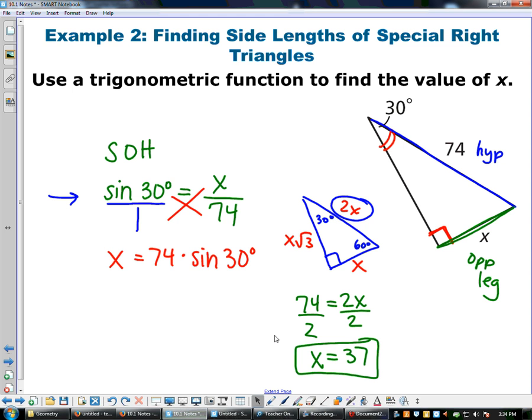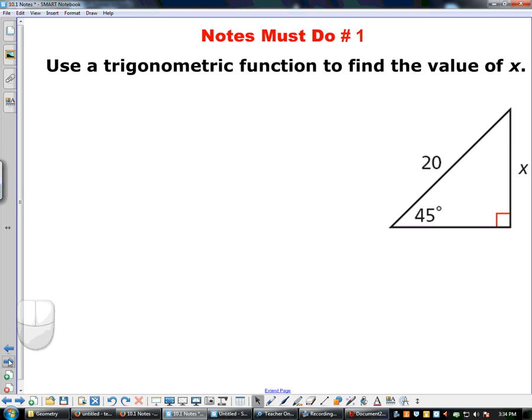So again, you could have either used that shortcut or you could have used your calculator to help you find out that that side length that we're missing here is 37. Okay, that brings up your first notes must do. You're going to use a trig function to find the value of x in this sketch. And I mean, you could find it using the special right triangles, but Ms. Bell and I would like you to use a trig function. So decide which trig function you're going to use to do that.